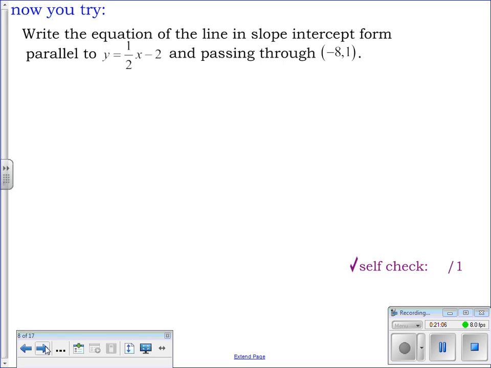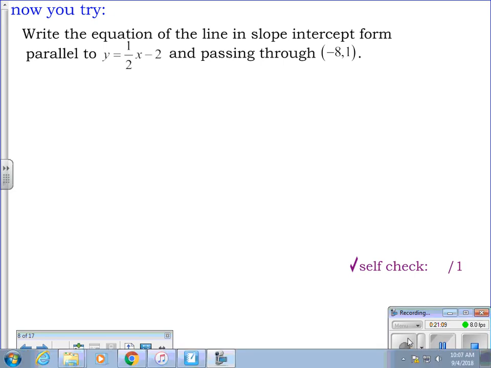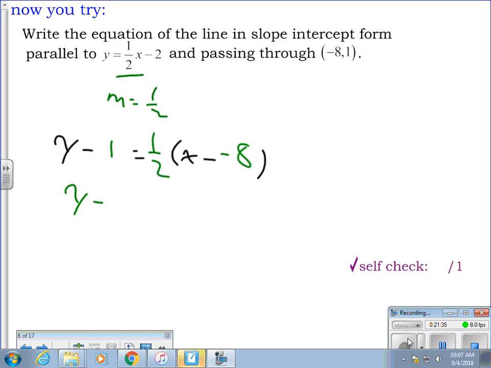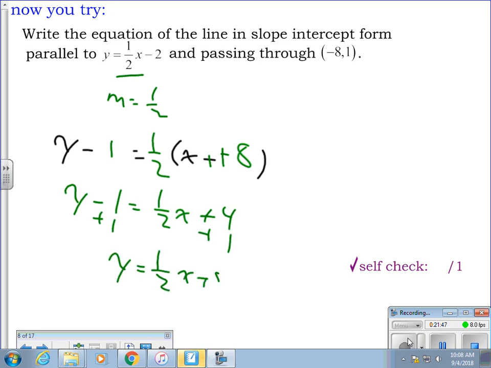Your turn. Do that one. Okay, once again, this is pretty easy because they're parallel, right? Yes, the slope of my new line is 1/2. y minus y1 equals m times x minus x1. Fill in the blanks: 1/2 for my slope, negative 8 for my x coordinate, 1 for my y coordinate. y minus 1 equals 1/2 x plus 4. Add 1. y equals 1/2 x plus 5.